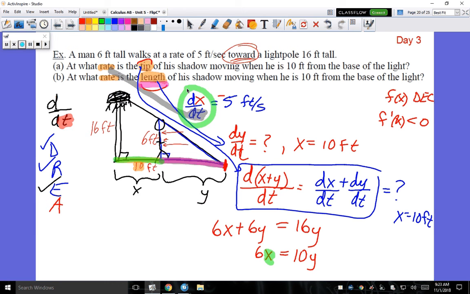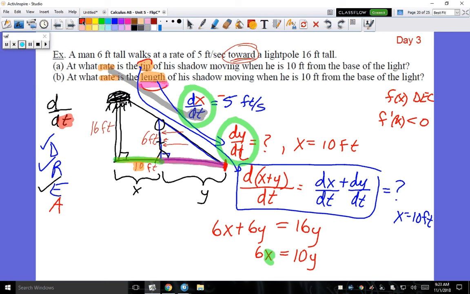Is y changing throughout this problem? Yes, the shadow is changing. Y is representing the shadow, and as you get closer to the light, what's that shadow going to do? It's going to decrease. Okay? So it too is changing. Should I leave it as y, yes or no? Yes, because how else will I be able to put an answer that says dy dt when I differentiate the next step? Okay, so now we're ready to implicitly derive.